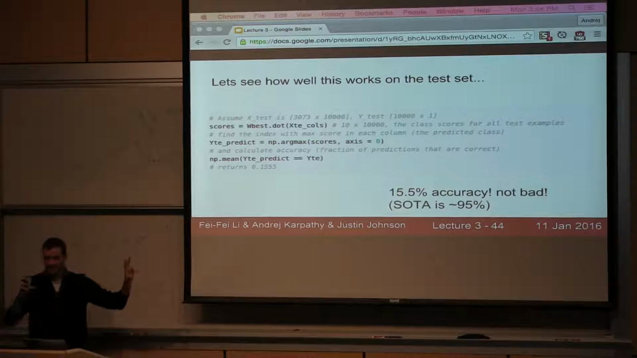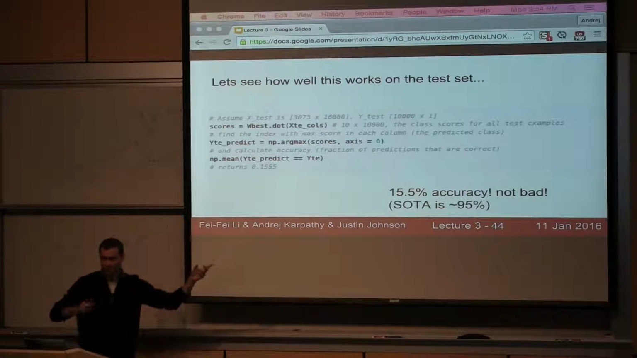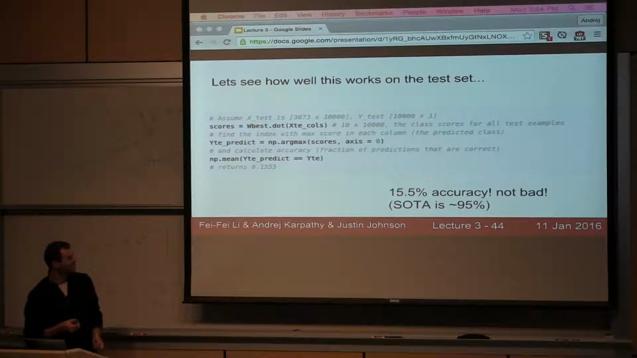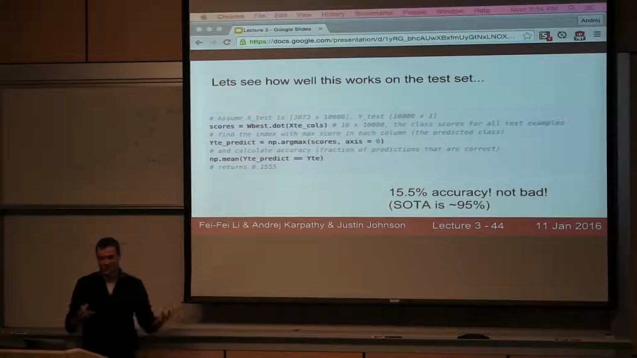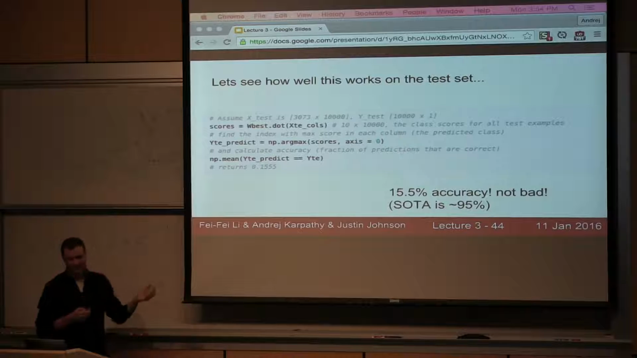And since there are 10 classes in CIFAR, the baseline is at 10%. That's your chance performance. So 15.5, there's some signal actually in that w. And so state of the art is at 95, which is a ConvNet. So we have some gap to close over the next 2 weeks or so. So don't use this just because it's on the slides.